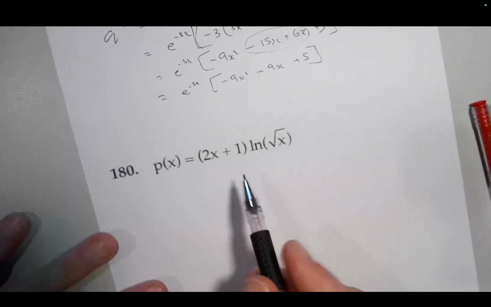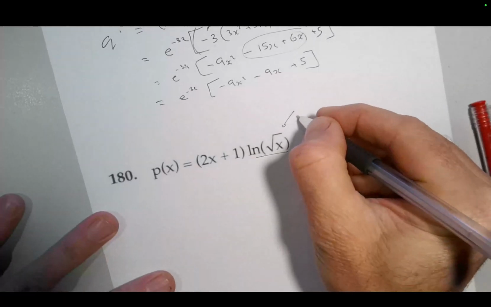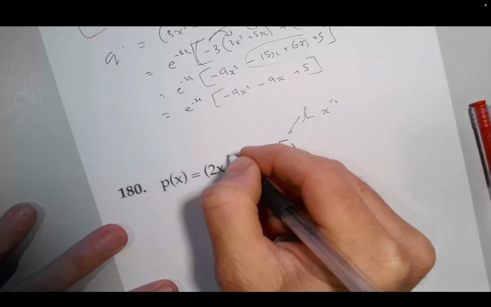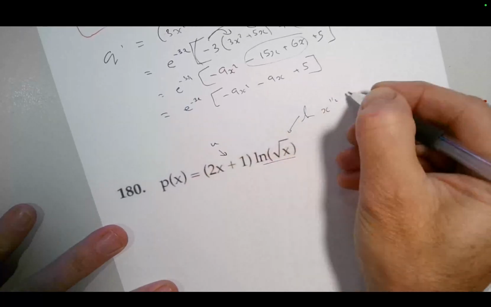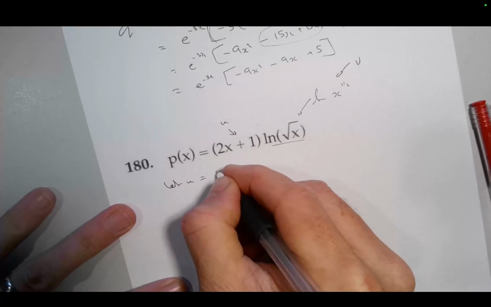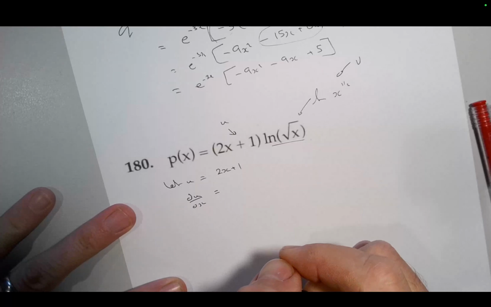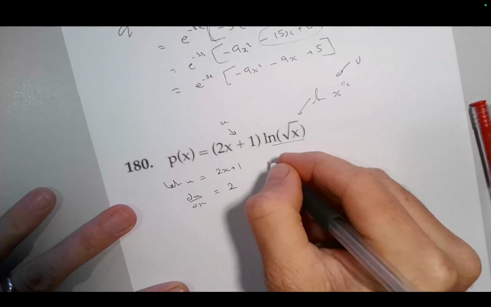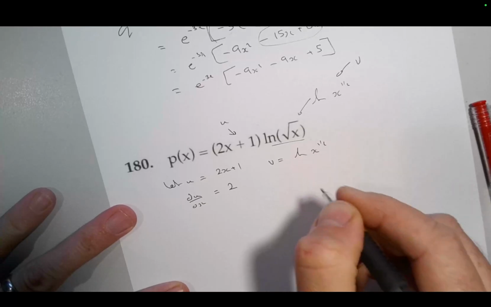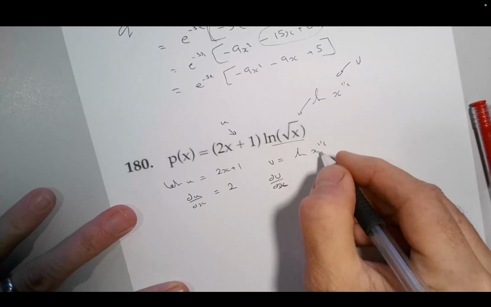Right, this one is slightly more complicated because we've got this bit here, which looks a bit nasty. If you rewrite that, it's natural log of x to the power of a half. So this is going to be your v, and we'll make the other part u. Let u equal 2x plus 1. du by dx is 2. v equals natural log of x to the half. dv by dx, sorry, now this is getting complicated.